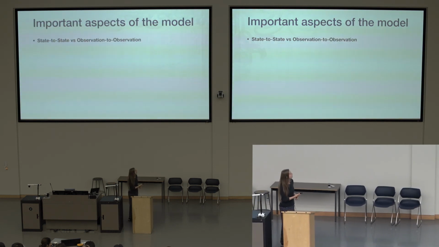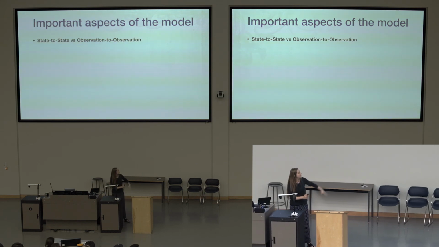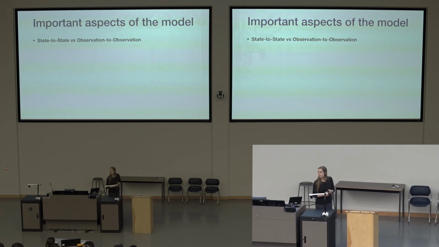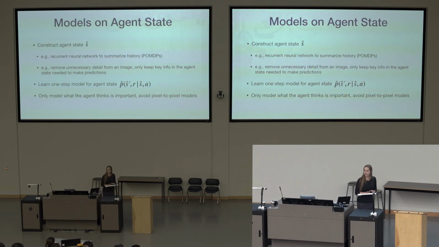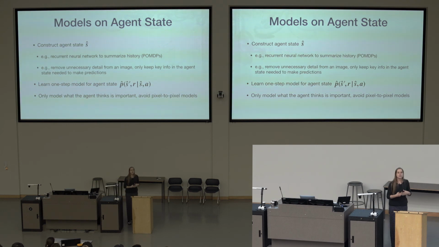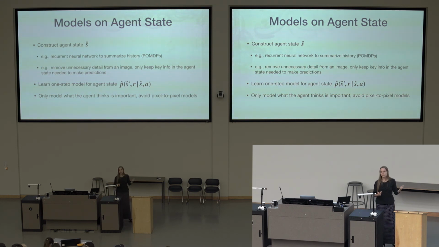Okay, let's continue. I'm going to have a list here of things that we should pay attention to when we're making our learned models. I'm going to start with this comment about state-to-state versus observation-to-observation. Right now I just said we're going to imagine that we learn transition dynamics on whatever is given to the agent. We're going to say for a state and action, give me the distribution of our next states and rewards. That's probably not really going to happen in practice.